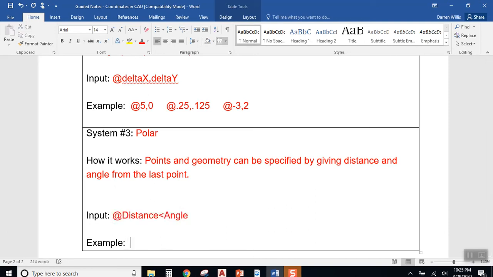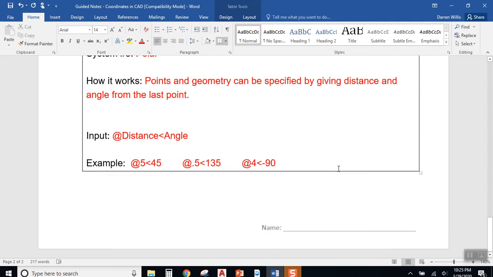And then for some examples, could we say at 5, angle 45? Yes, that would be valid input, right? How about at 0.5, angle 135? Is that valid? Sure, even though there's a decimal fraction there, it's still valid. How about this one? At 4, angle negative 90. Can we use negative angles in polar? Well, you can. They would go clockwise from 0 instead of counterclockwise. So any of those would be examples of valid coordinate entry.